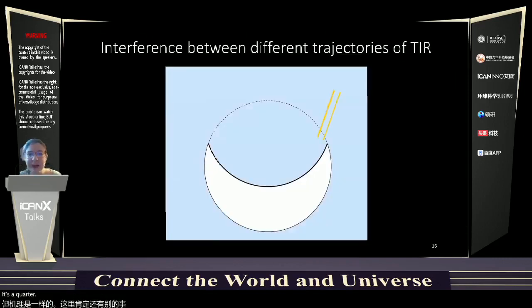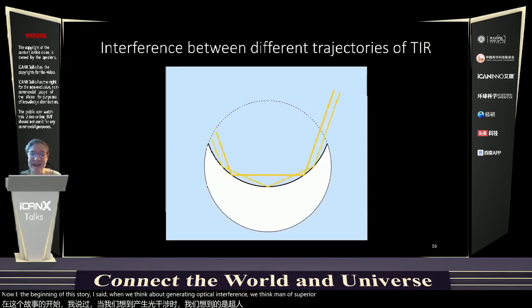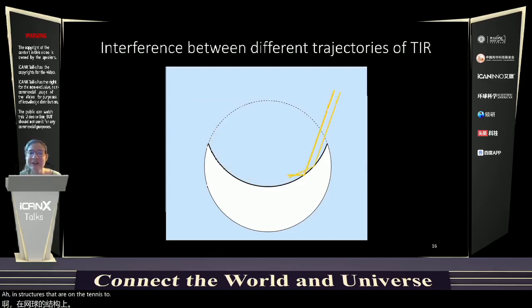To cut to the chase for how we eventually devised the mechanism going on here, what we realized is that we have optical interference occurring between rays of light bouncing by different paths of total internal reflection. Now, at the beginning of this story, I said when we think about generating optical interference, we think nanoscale periodicity. Here, we're having optical interference in structures that are on the tens to hundreds of micron scale.